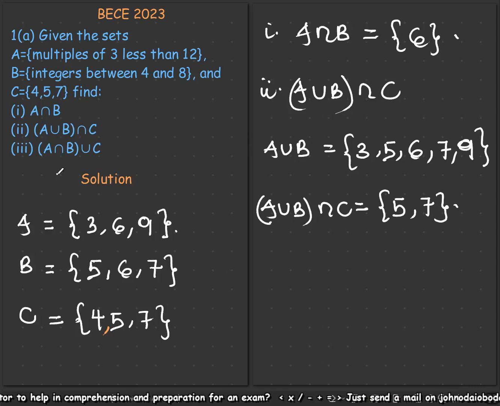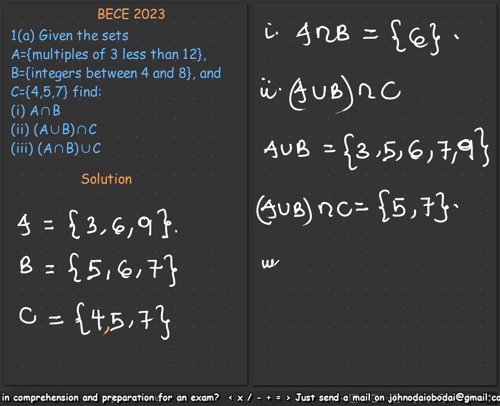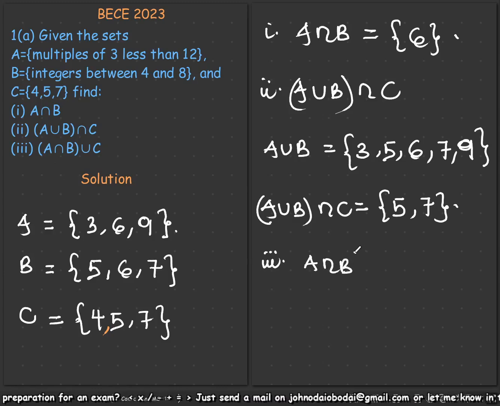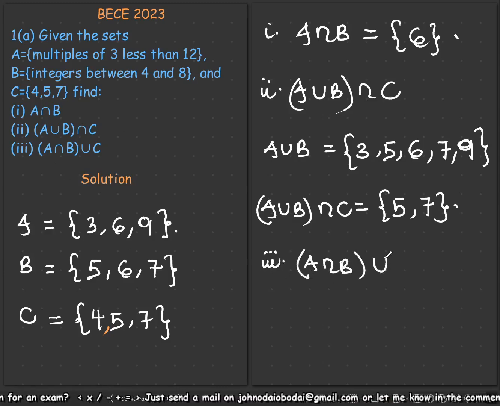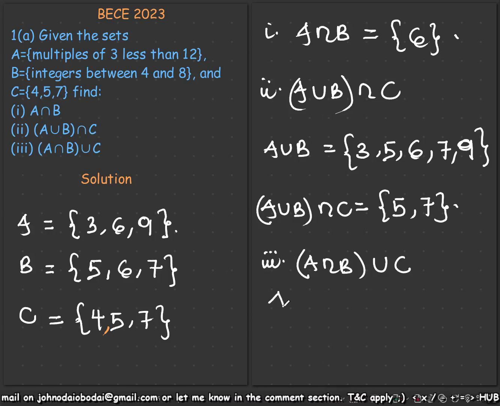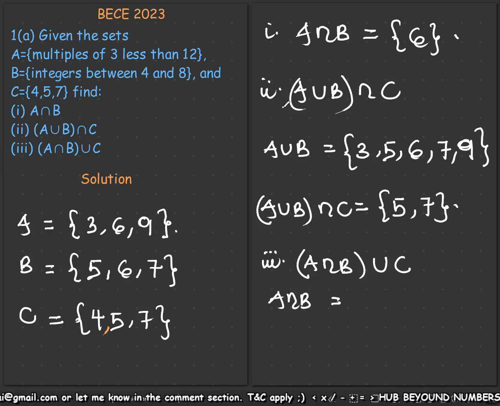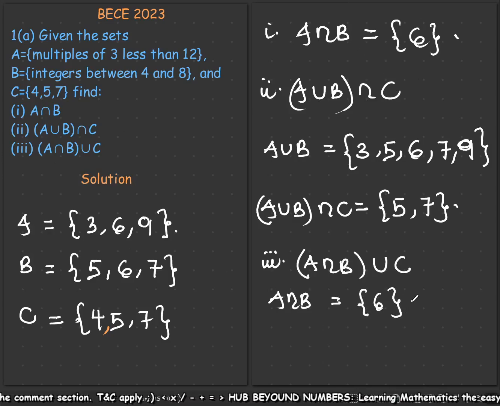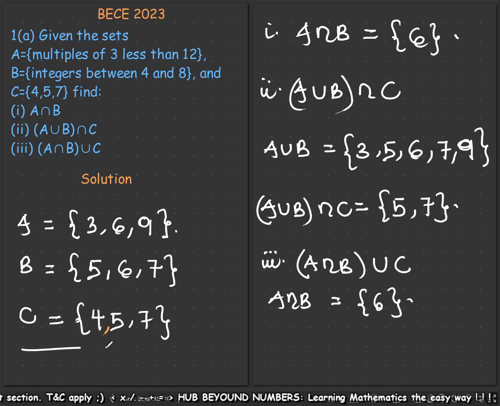Then let's look at the final one over here, which says A intersection B and then union C. Now, how do we get this also? The same method we use for this. We first of all need our A intersection B. And as you can see, we've already solved that over here. So A intersection B we said was 6. And we know C to be this over here.